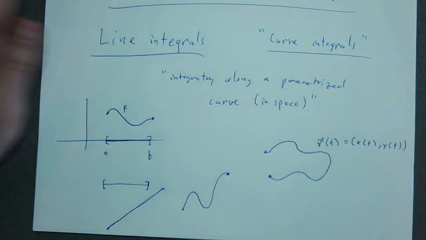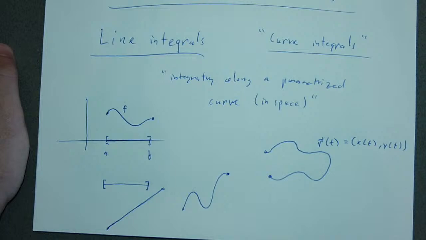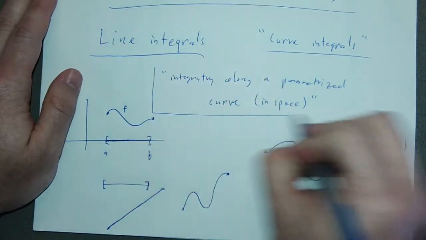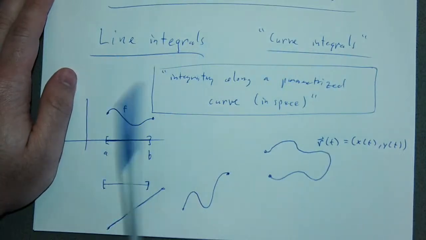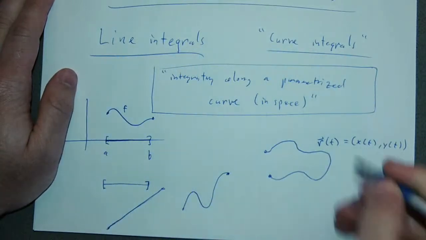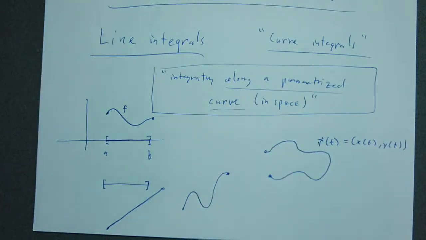I can do this in the plane, and in fact, we're going to have a named theorem that relies on us doing this in the plane. But if we can define it in space, then the definition is going to be the exact same thing in the plane. We're just going to drop the z coordinate. So this is really what we're doing, and that's why I say it should be called a curve integral, because really what you're doing is integrating along a curve. So that's what a line integral is.